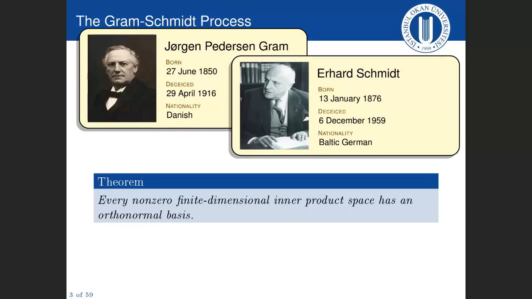Every non-zero finite dimensional inner product space has an orthonormal basis. But the question I want to answer is, how can we find it? How can we find an orthonormal basis for any non-zero finite dimensional inner product space?